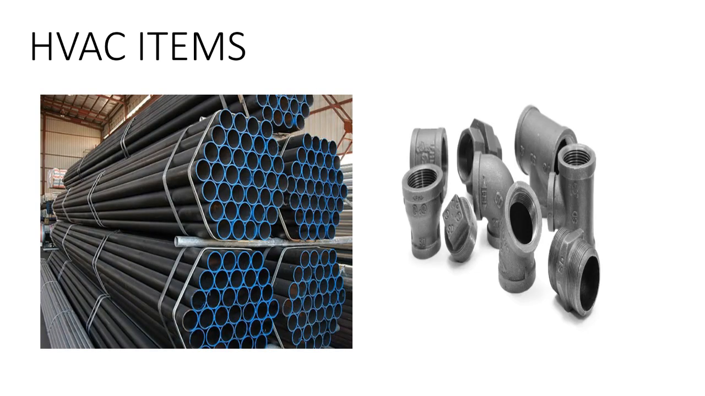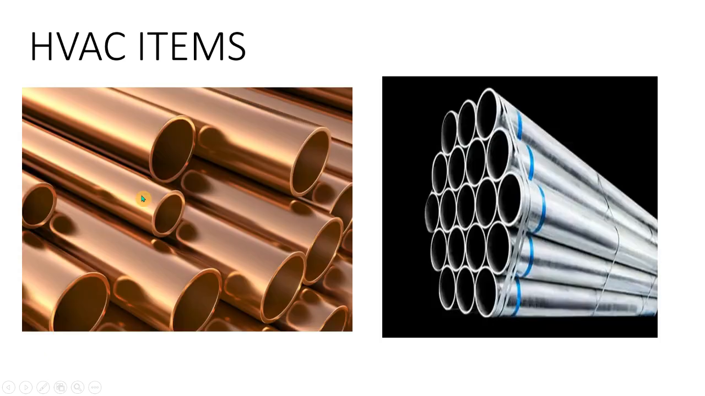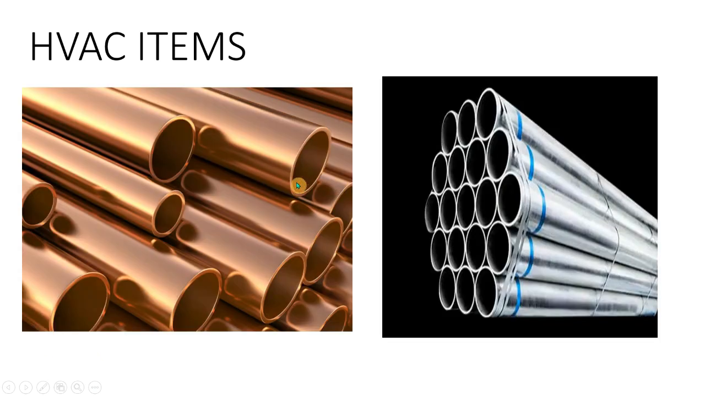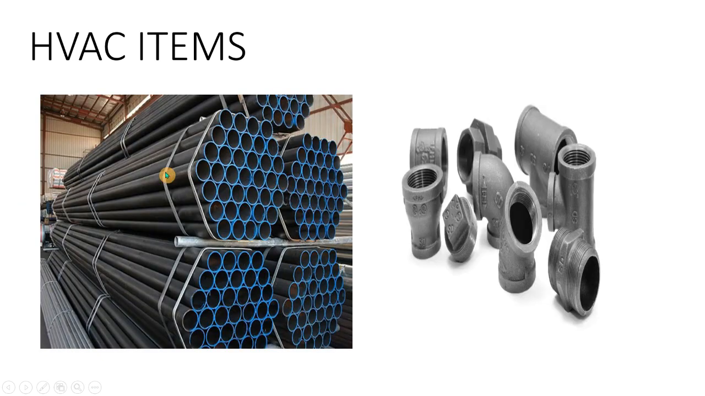The next one is black steel pipe. As I explained earlier, for the chilled water system we will mostly be using black steel schedule 40 pipes. This pipe comes in 4-meter or 6-meter lengths as well, so it depends on your requirement. You can simply send an inquiry to your supplier and get the quotation.